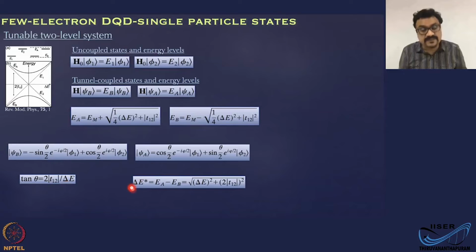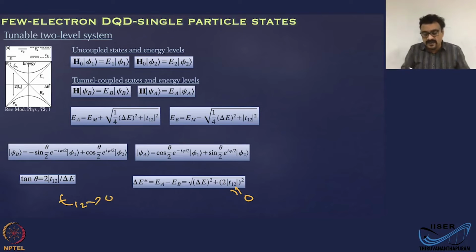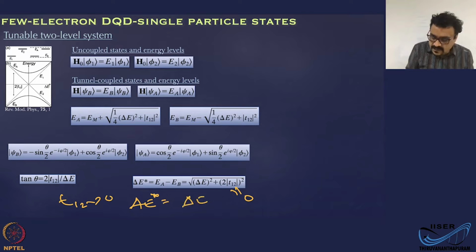And the energy difference for the coupled system, EA minus EB, is given by this. So you can see that the energy difference is the same as delta E, the initial energy difference when it is not coupled, when you take T12 as 0. When T12 goes to 0, that means these dots are far apart. Delta E star becomes delta E. Okay, that's what you have.